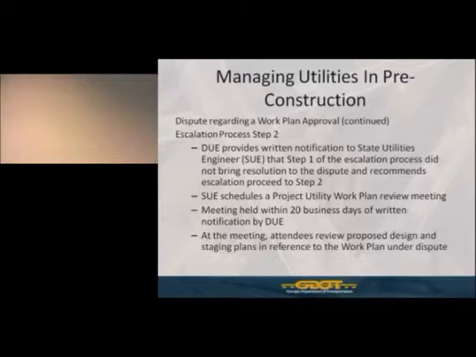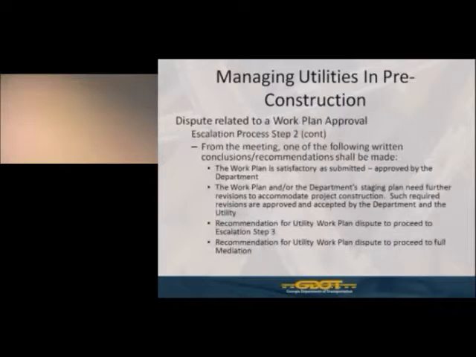At this meeting, the attendees will review the proposed design and staging plans in reference to the work plan and our adjustment schedule under dispute. Now, the parties in attendance at this meeting are going to consist of the utility owner, the district utility office, possibly the district construction office or his estimator, the project manager, and the state utility office. These parties will review everything that's submitted and will come to one of 3 primary conclusions or recommendations. 1, that the work plan as submitted is satisfactory and it will be approved by the department and we move forward.